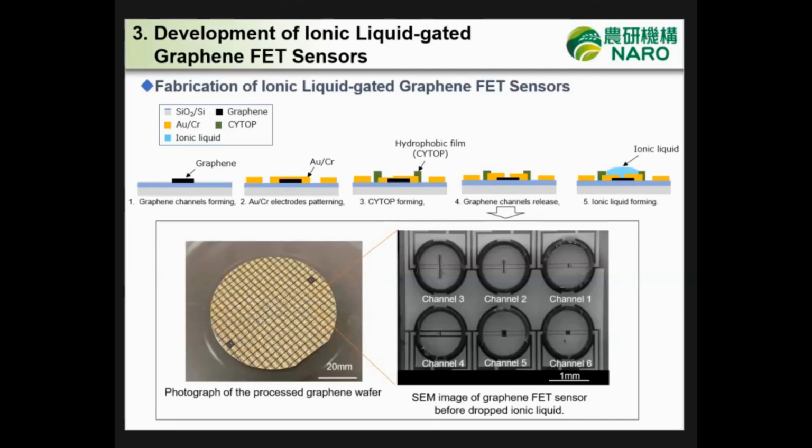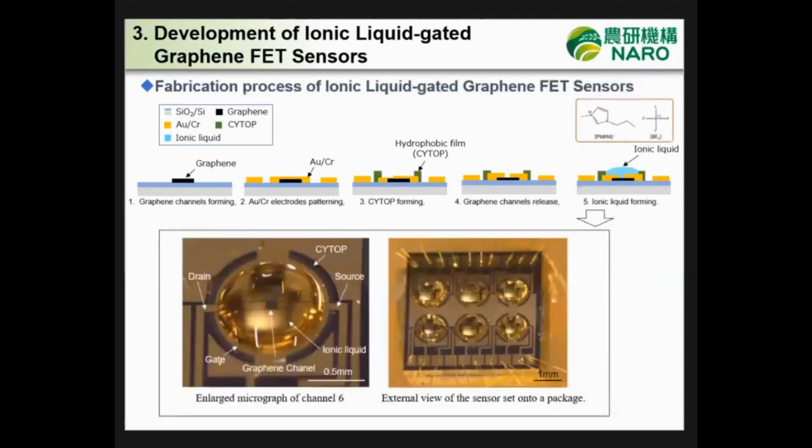The sensor is composed of 6 channels, which have different channel dimensions. And finally, ionic liquid forming. The ionic liquid of PMMM BF4 is used in this research. This picture shows the enlarged micrograph of channel 6 and an external view of the sensor set onto the package.